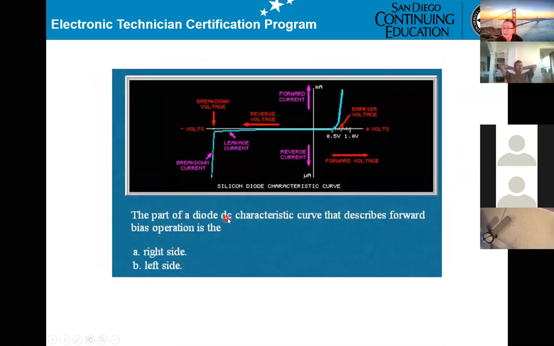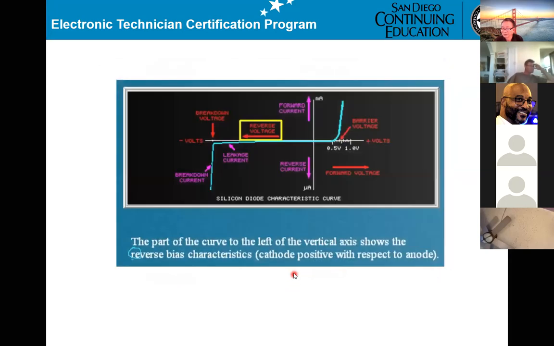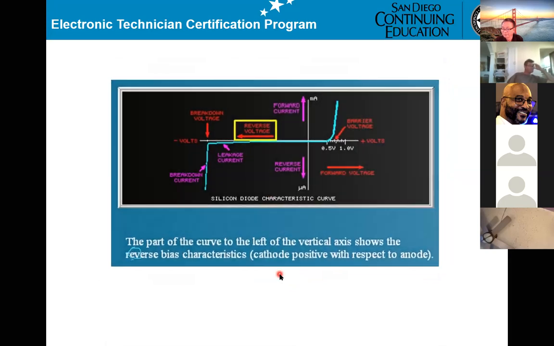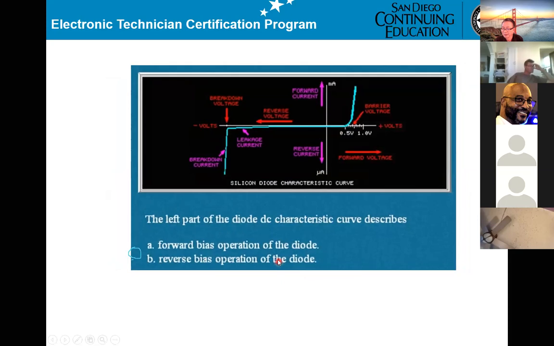Okay, the path of a diode DC characteristic curve that describes forward bias operation. Right hand, left, B? Right side. That means here. Okay, that's reverse. And now reverse you already know, right? The left part of the diode curve, that means here. It will be B, the reverse bias. B, exactly.